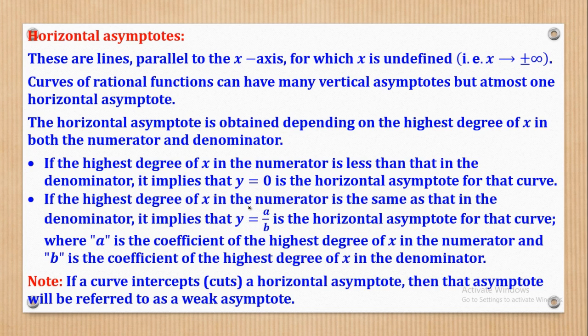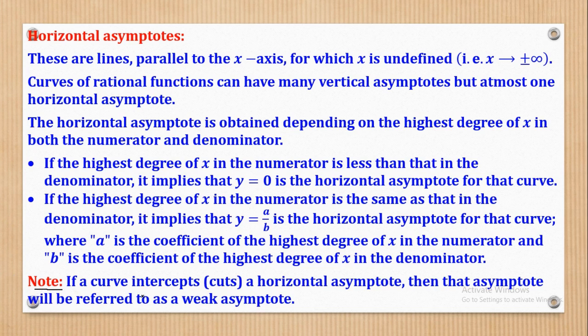The third case is when the highest degree in the numerator is greater than that in the denominator, but that one will be seen under the part of slanting asymptote, because when that happens, it implies that there is no horizontal asymptote. Instead, there will be a slanting asymptote. So like I said, we shall look at a slanting asymptote later.